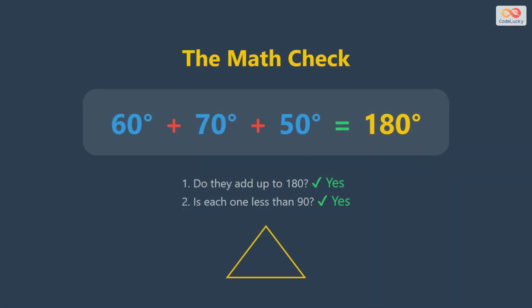We can verify this with math. We know that the angles inside any triangle must add up to 180 degrees. In our example here, 60 plus 70 plus 50 equals 180. And crucially, every single number is less than 90.